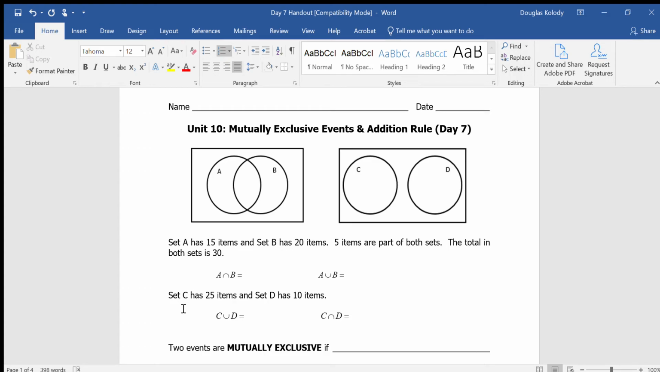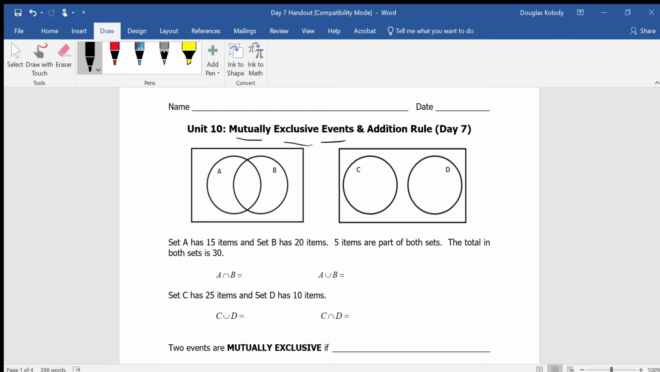Good morning, everybody, and today we're going to be working on something called mutually exclusive events. We're going to work on mutually exclusive events, and what are they? Well, we'll discover that in just a few moments. All right, so let's look at the first example.